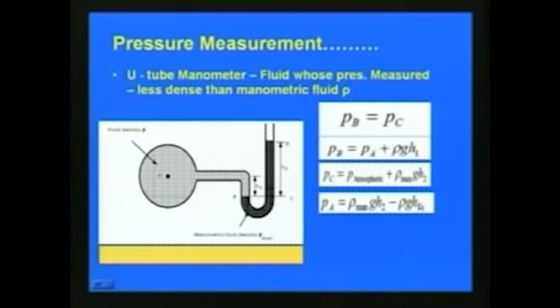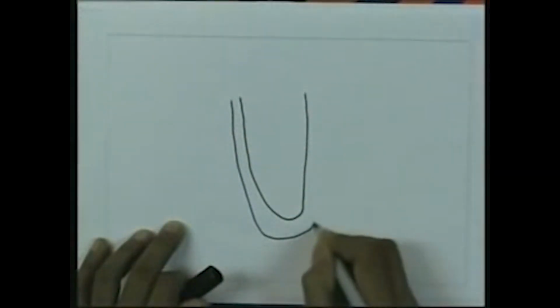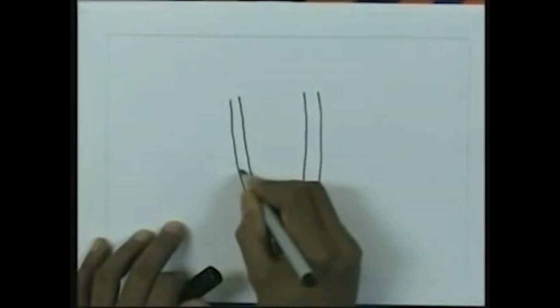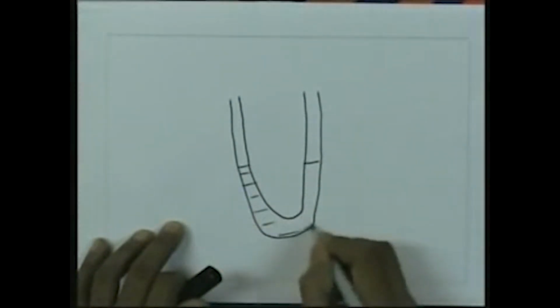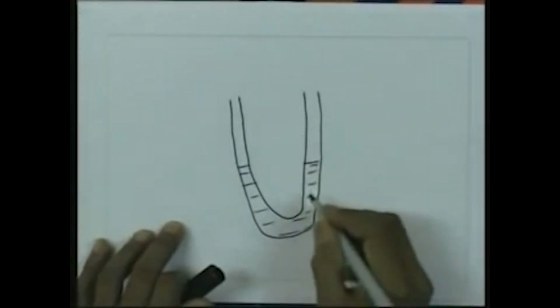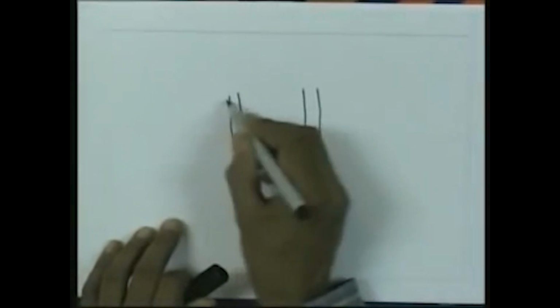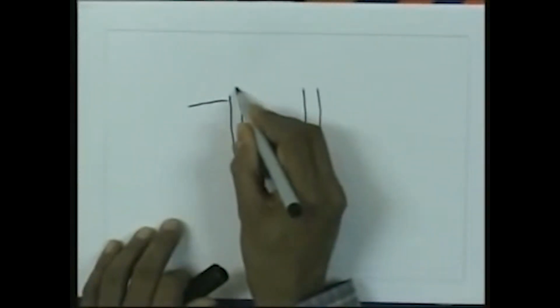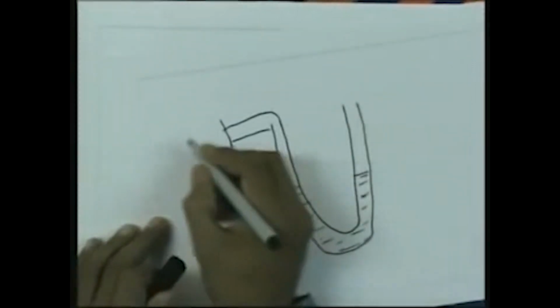So, the basic principle of the manometer here is that you can see we have just a U-type pipe like this. Here we put some liquid, either mercury or any kind of liquid, and then we can connect this through another pipe where we have to measure the pressure.